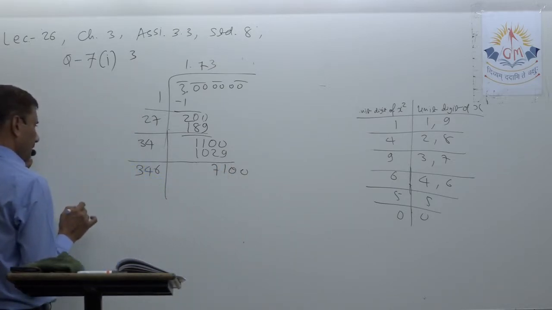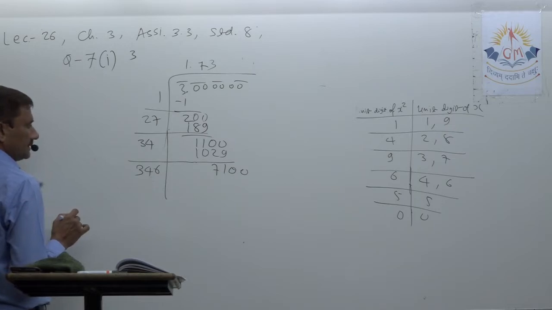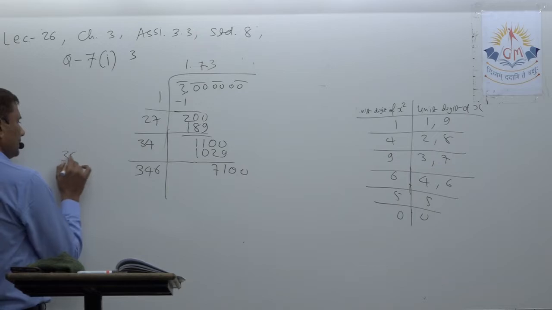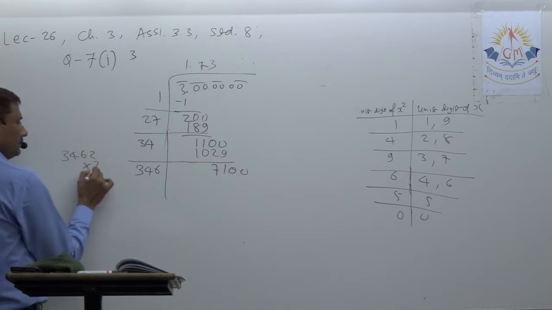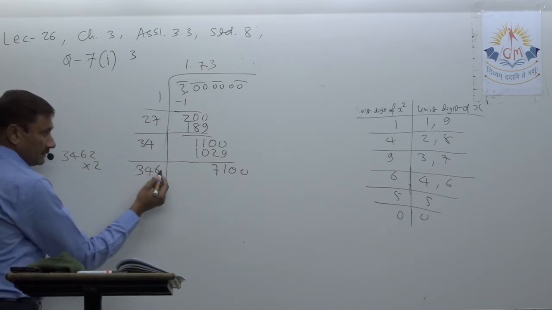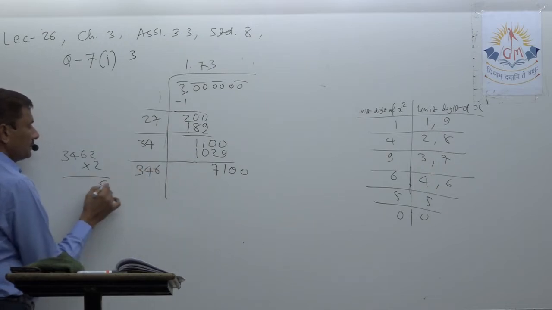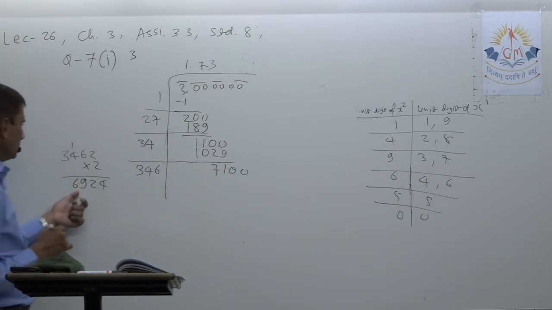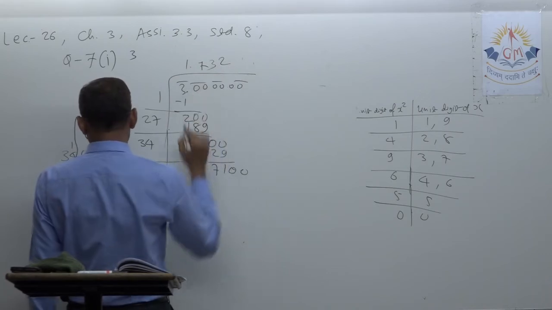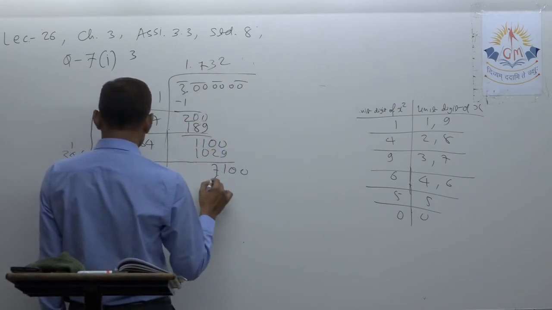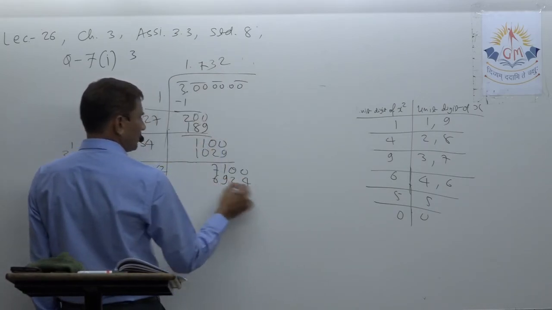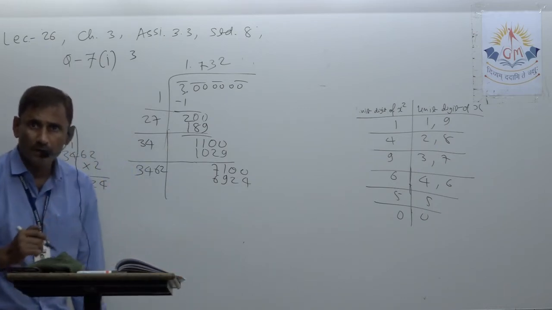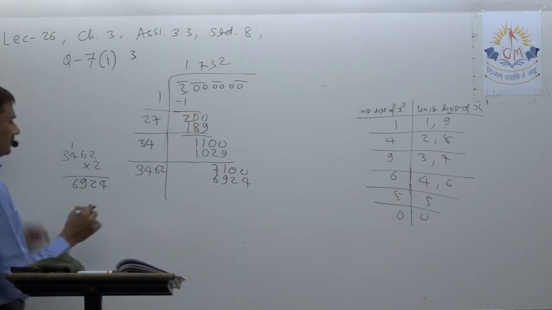okay, 3 fives are 15, 3 sixes are, 3 sevens are, 3 eights are. Okay, I think 2s are only there. 3462 into 2, either 1 into 1, 2 into 2 like that. 2 twos are 4, 2 sixes are 12, 4 twos are 8 plus 1 is 9, and 3 twos are 6. So quite nearer to that. So 6924. Now we are not going to subtract here because we don't want to go ahead. So it is actually 1.732.